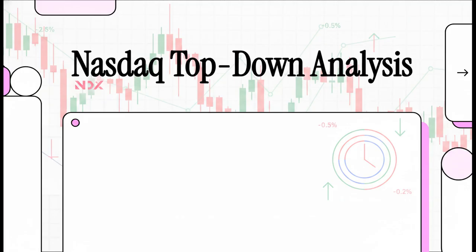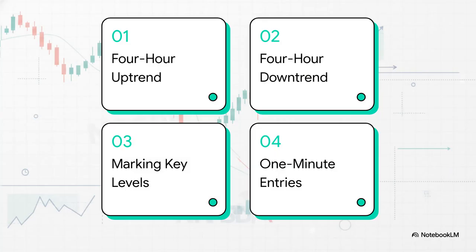So get ready to transform how you look at the charts because we are building a crystal-clear visual roadmap for your trading. So, here's the game plan for today. First, the 4-hour uptrend. Second, the 4-hour downtrend. Third, marking our key levels. And finally, those sniper 1-minute entry strategies.